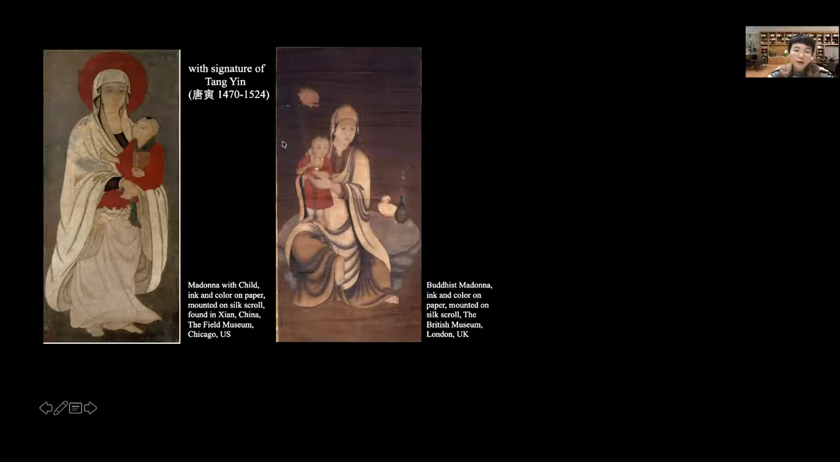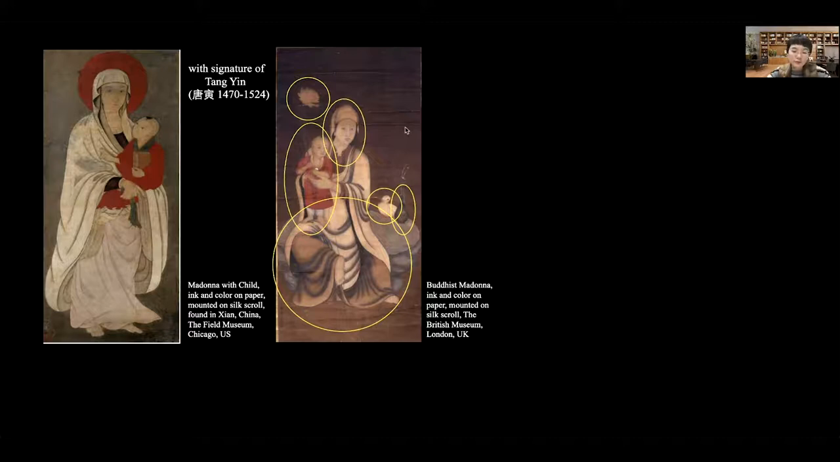There is another Madonna-like scroll with inscription and stamp of Tang Yin in the collection of the British Museum with a possible late Ming Dynasty date, donated in the early 20th century. The lotus, the white parrot, the water bottle, and the posing of this lady are typical visual signs of the Buddhist Guan Yin. However, the standing child and the robe with shawl also look similar to Christian symbols.